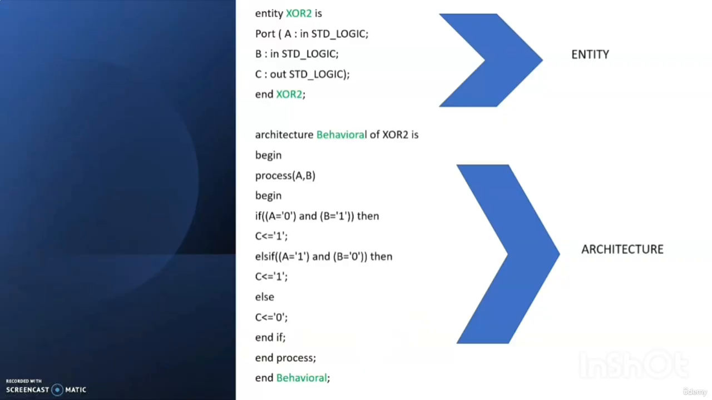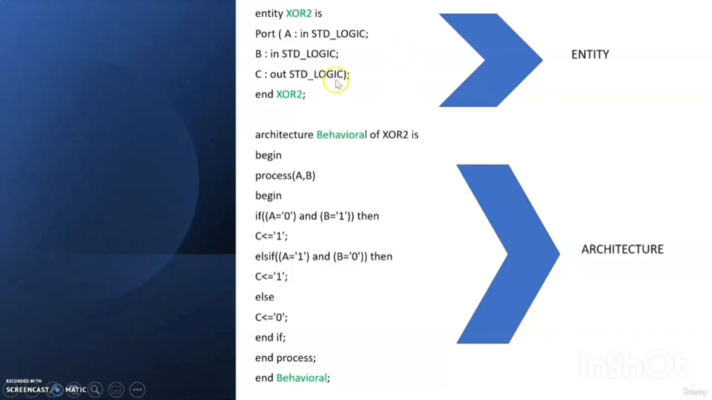What we have done is we have taken the two input variables and put them in the sensitivity list of the process. Based on this process sensitivity list, the output variable, which is C, will be getting updated. If A equal to 0, B equal to 1, then C will be equal to 1. Else if A equal to 1, B equal to 0, we also get C equal to 1. For all the other conditions, we are giving C equal to 0. Then end if, end process and end behavioral. So this is the architecture design of the XOR gate.